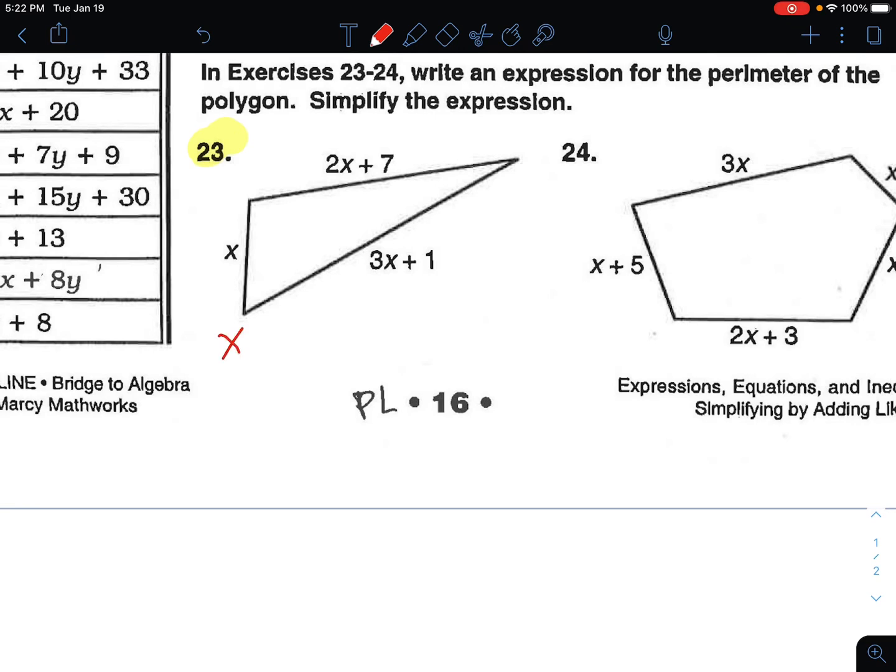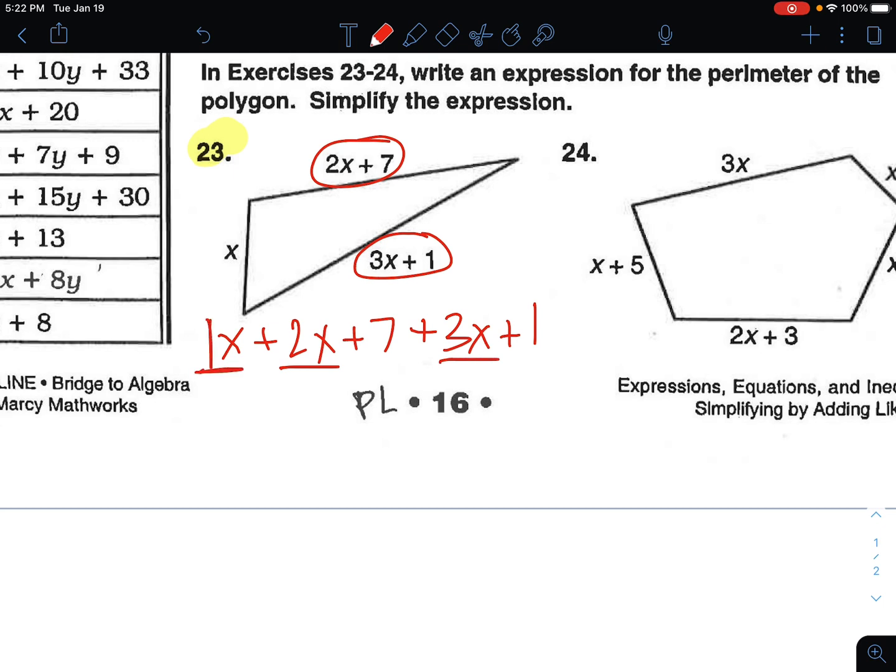I'm going to rewrite the whole thing. x plus 2x plus 7, which comes from here, plus this last side, 3x plus 1. All right. We have x terms and we have constants, so let's do our x terms first. I'm going to underline them. These two x terms. No, 3x terms. Almost missed one. And this right here is not just x, it's 1x. So we have 3x terms. I have 1x plus 2x plus 3x. And that equals 6x, because 1 plus 2 plus 3 is 6.